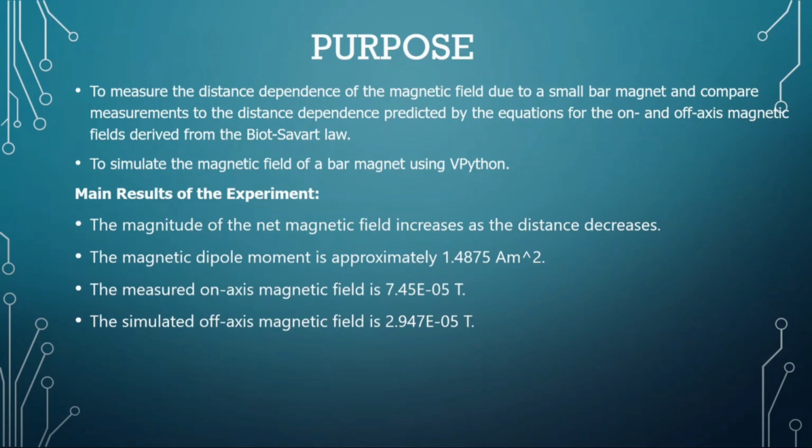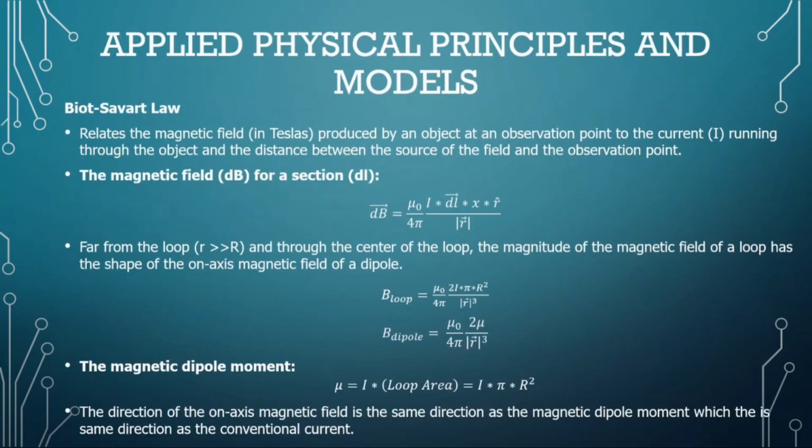The main results of the experiment were that the magnitude of the net magnetic field increases as the distance decreases. The magnetic dipole moment is approximately 1.4875 ampere meters squared, and the measured on-axis magnetic field is 7.45e-5 teslas. And the simulated off-axis magnetic field is 2.947e-5 teslas.